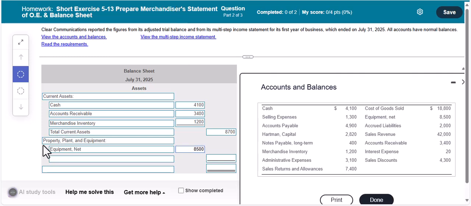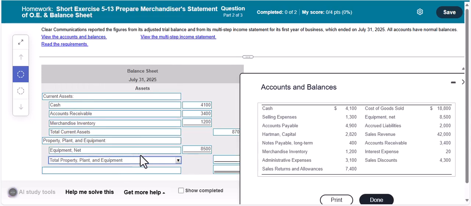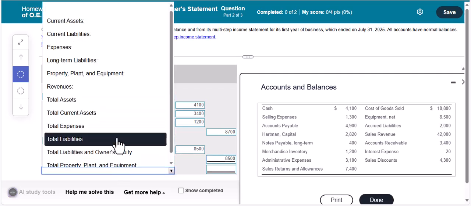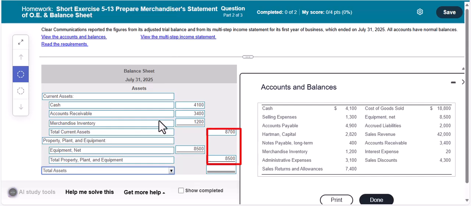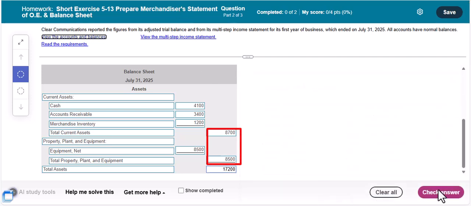And then notice there is only one line here before we have our underline. So again, this is just going to be the total property and equipment right there for 8,500, since we have no other long-term assets here. And then our final label is total assets. So we'll add the current assets and property, plant, and equipment for a total of 17,200. Let's go ahead and minimize this and check our answer.